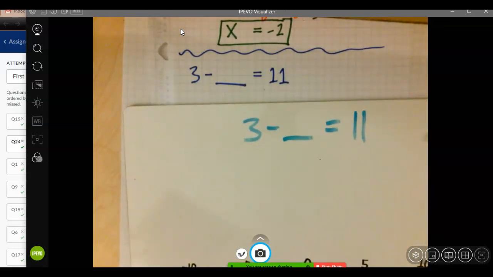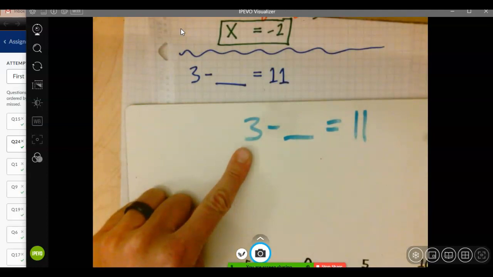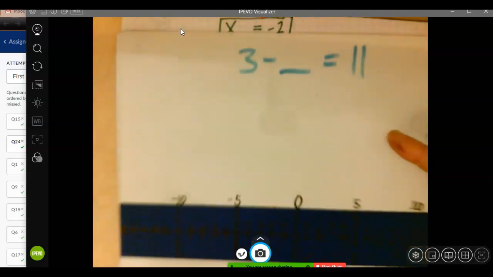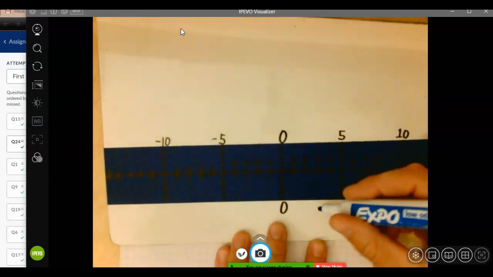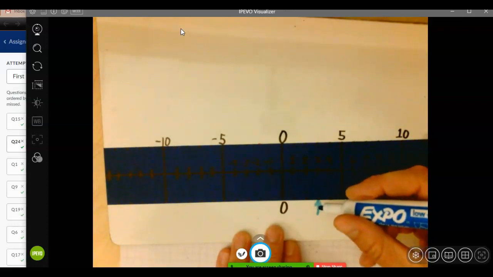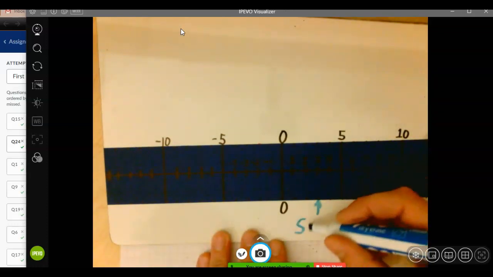What this tells me is we start at 3, some change happens, and we end up at 11. Clark, what's up? Sorry, my mic was off. I was going to say the answer.